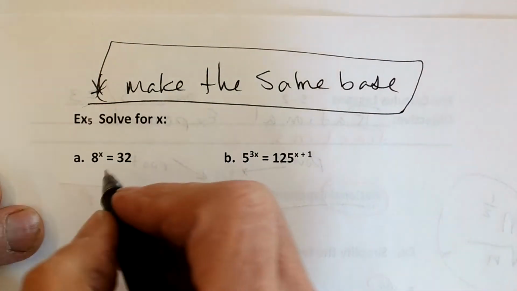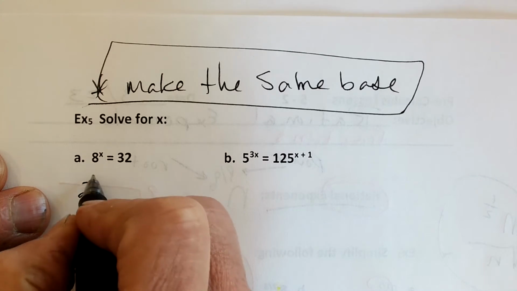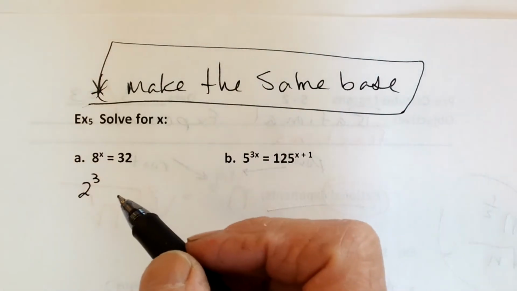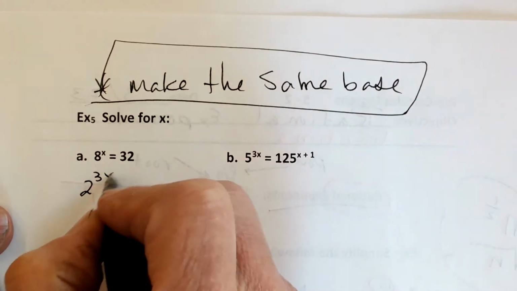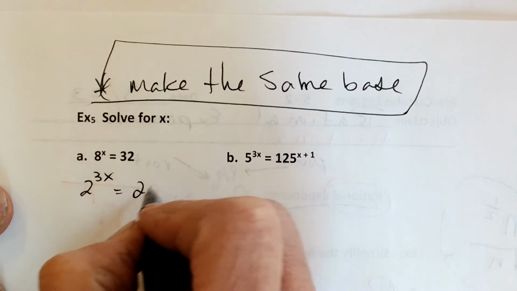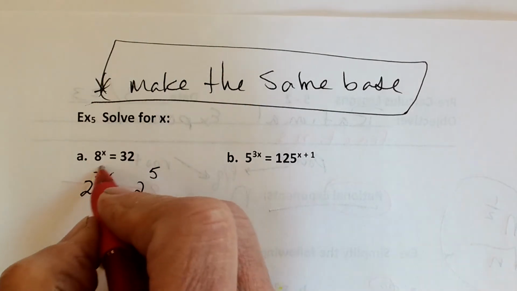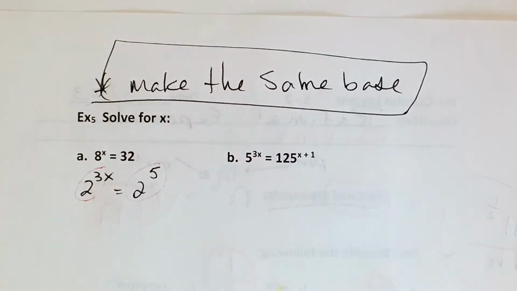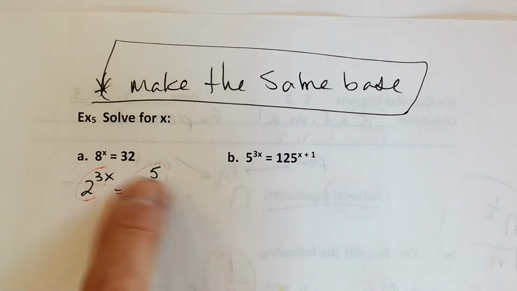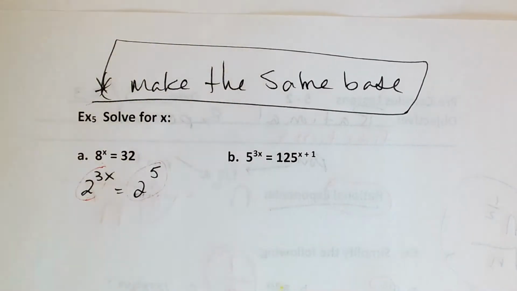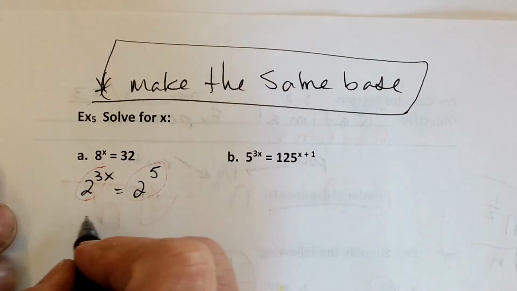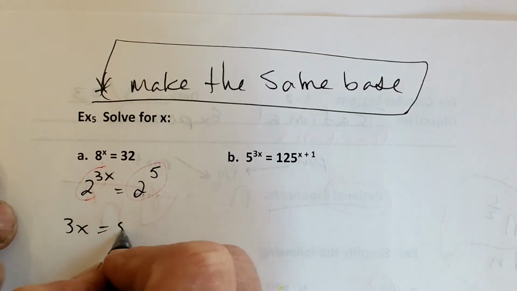So I know 8 is the same thing as 2 cubed, right? And 32 is 2 to the 5th power. Okay? So once I make them the same base, here's my 8, here's my 32. Once I make it the same base, then it's really 3x equals 5. Because 2 to something equals 2 to something, so obviously the somethings have to be equal. So I can just say 3x equals 5.